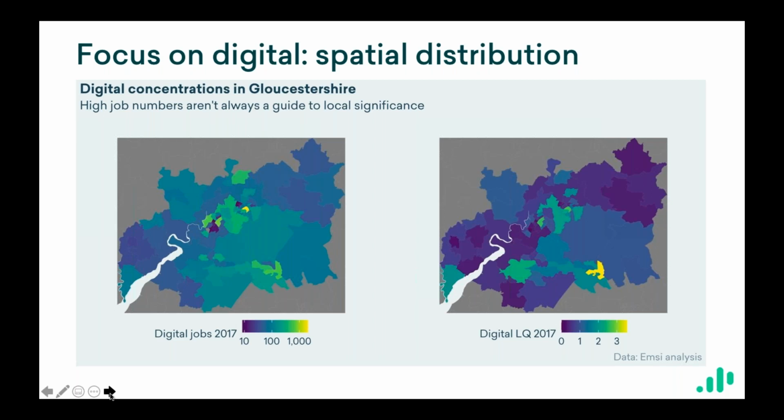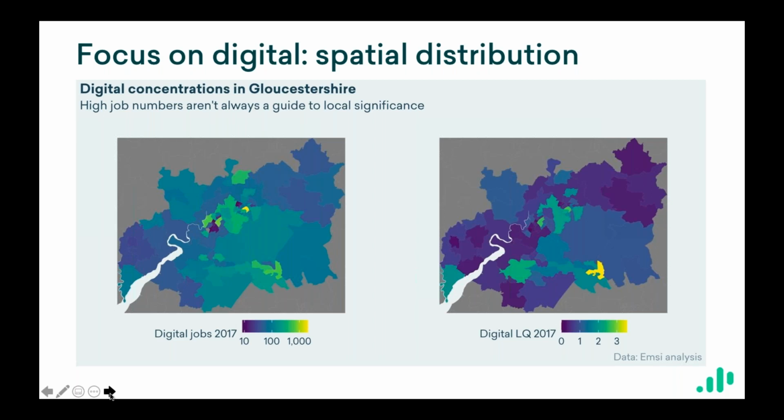And you can see there's big variation by areas. So actually a lot of Gloucestershire has very few digital jobs in it by comparison to the size of the local labour market. You can see on that right-hand chart there are some areas which are dark blue and have a location quotient near 0, which suggests that they've got very few, whereas that yellow area there has got 3 times the number of jobs that a labour market of its size would have if you had the national level there.